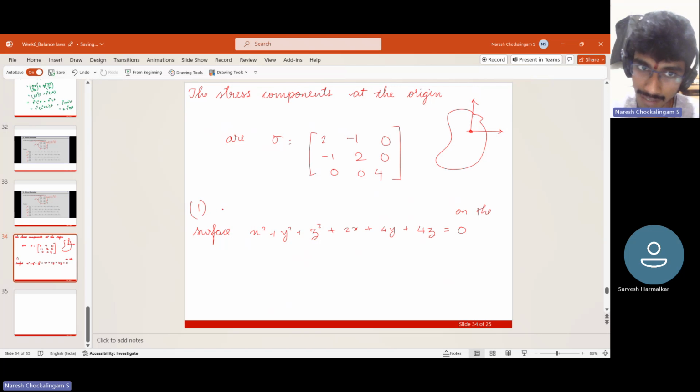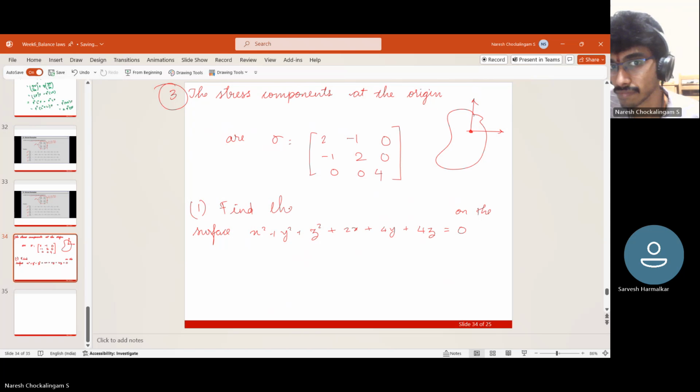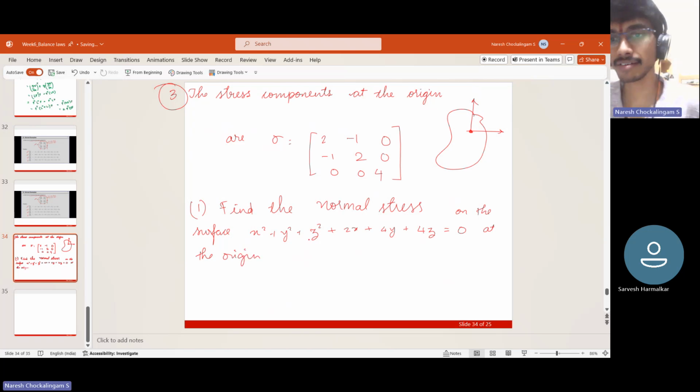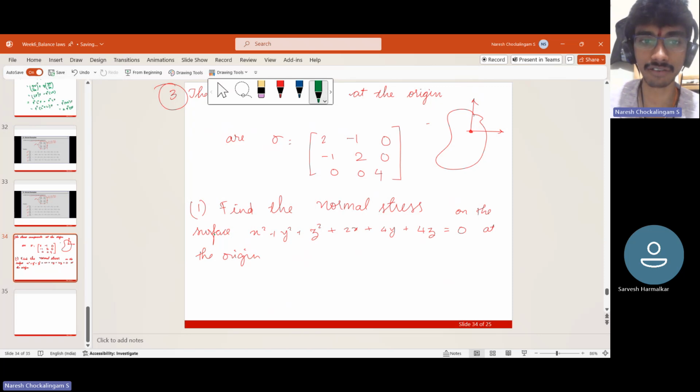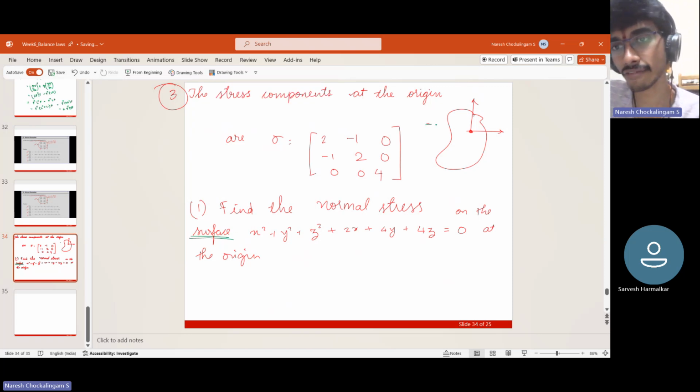Now, first question is, so this is the third question. Find the normal stress on the surface at the origin. So this is probably the surface of a sphere. And as you can see, this sphere passes through the origin. So this sphere could be, I'll show it in a different color. So this is the surface of some surface like this. It passes through the origin.